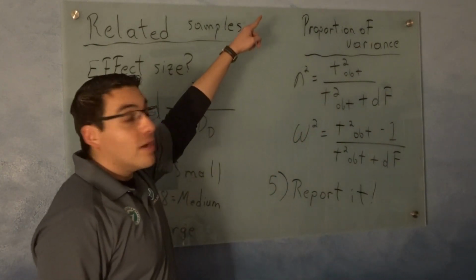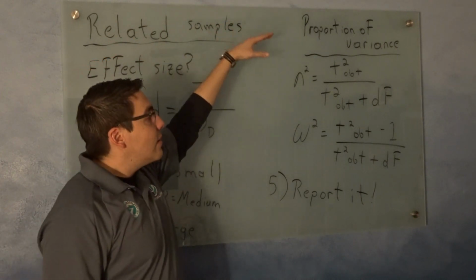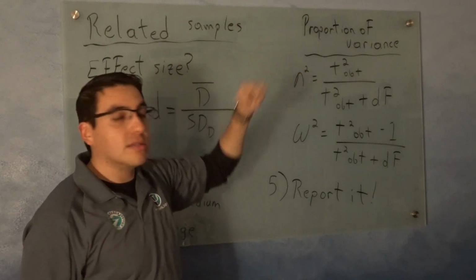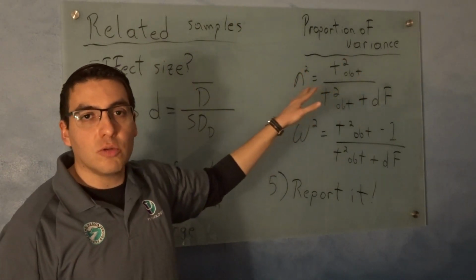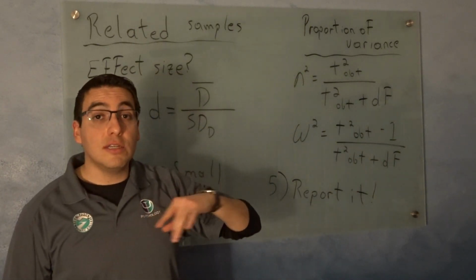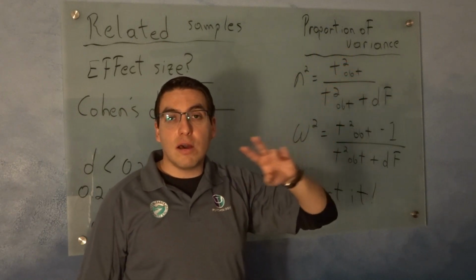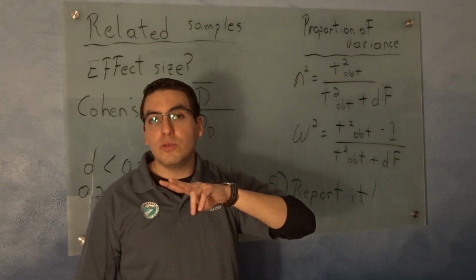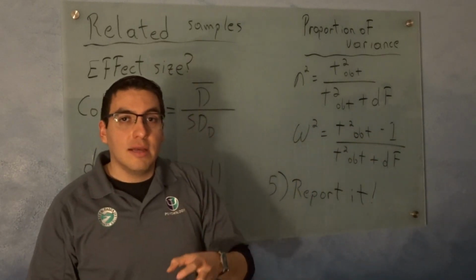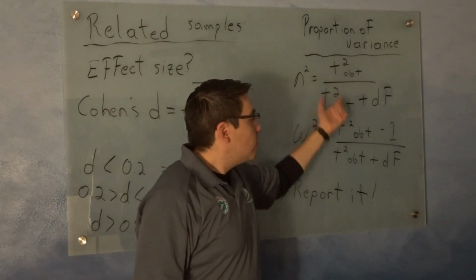Now, in the proportion of variance, the obtained value is going to be squared divided by the obtained value squared plus the degrees of freedom, which is pretty much almost the same as the previous one. The difference here, of course, compared to the independent samples t-test, the degrees of freedom in the independent samples t-test is based off two groups. But here, because you're testing the same group of people twice, the degrees of freedom is coming from one group. So you're going to see it here.